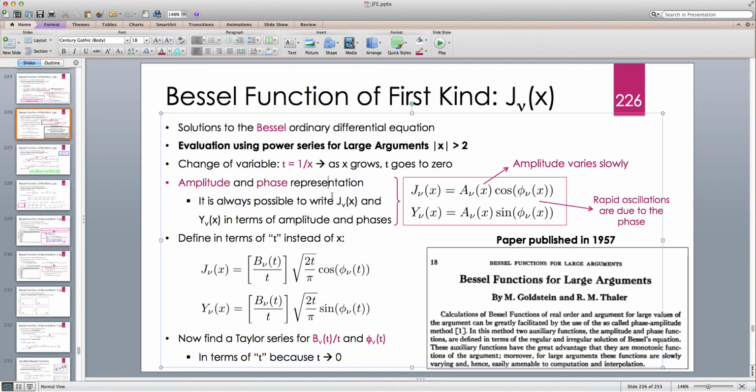All right. Now the original paper came out in 1957, which is called Bessel Functions for Large Arguments by M. Goldstein. So I encourage you all to search this on Google and find it and read it. It has a very nice math about the derivation of the results. Here I'm just presenting the summary of the results or the final results.